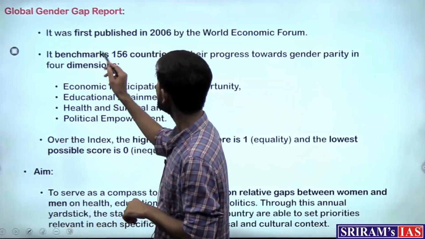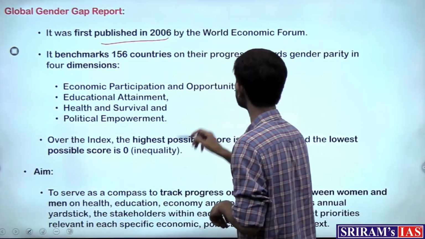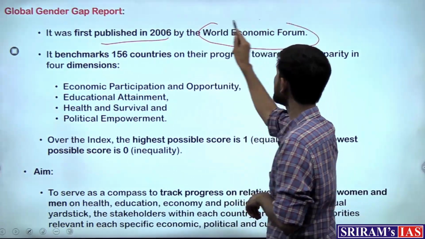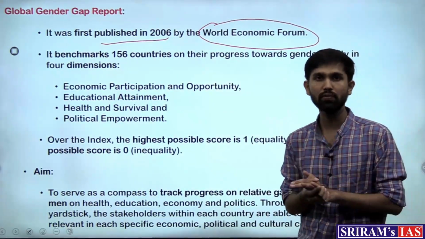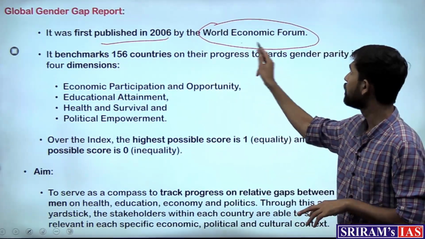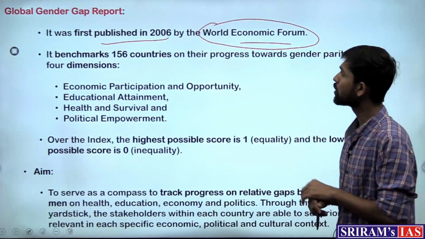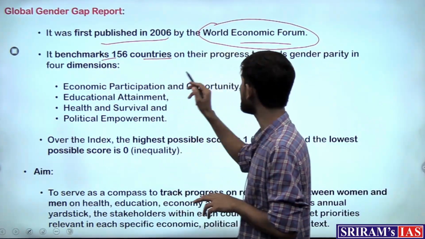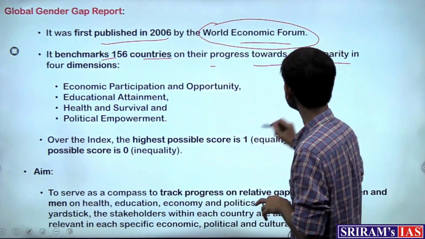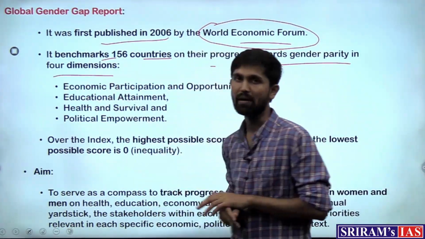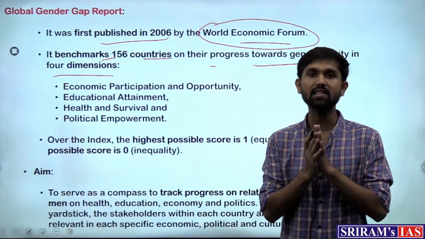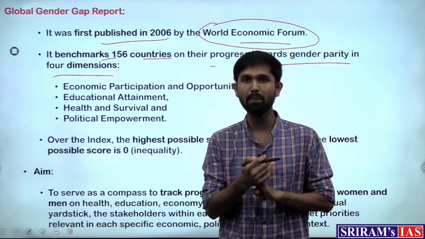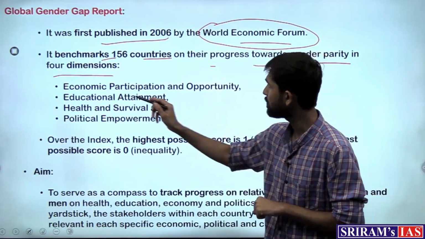So first of all, it was first published in 2006 and is published by which organization? The World Economic Forum. So this is something we can remember: the World Economic Forum publishes the Global Gender Gap Report, and it benchmarks 156 countries on their progress towards gender parity in 4 dimensions. So this index is calculated on the performances of countries on 4 major parameters. Which are these 4 major parameters?